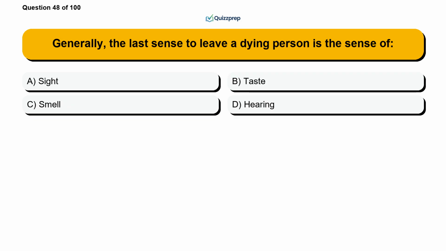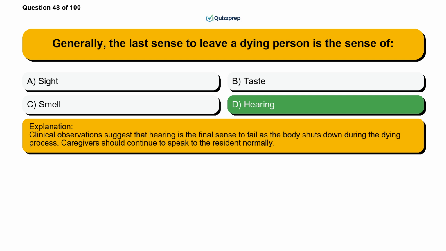Question 48. Generally, the last sense to leave a dying person is the sense of option A, sight, option B, taste, option C, smell, option D, hearing. The correct answer is option D, hearing. Clinical observations suggest that hearing is the final sense to fail as the body shuts down during the dying process. Caregivers should continue to speak to the resident normally.